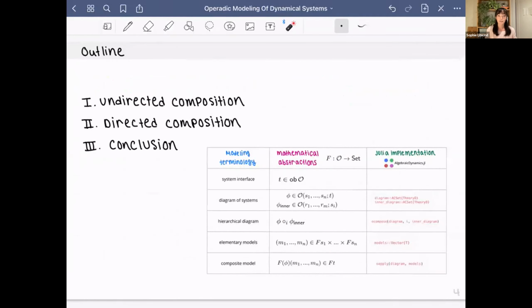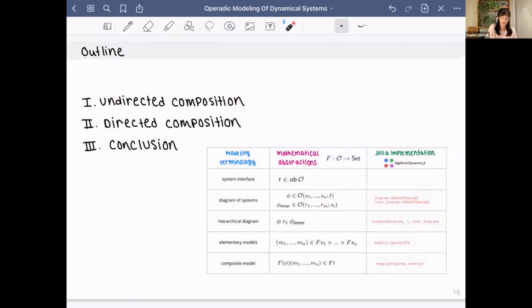The outline for my talk today is to give you a taste and a flavor of this table, how each piece works, and how they interact together. In AlgebraicDynamics, we've implemented two distinct types of composition. The first type is undirected, which I think of as a passive interaction between systems, where systems interact by passively sharing resources. We're going to spend the most time on this example, digging into each detail of this table for it.